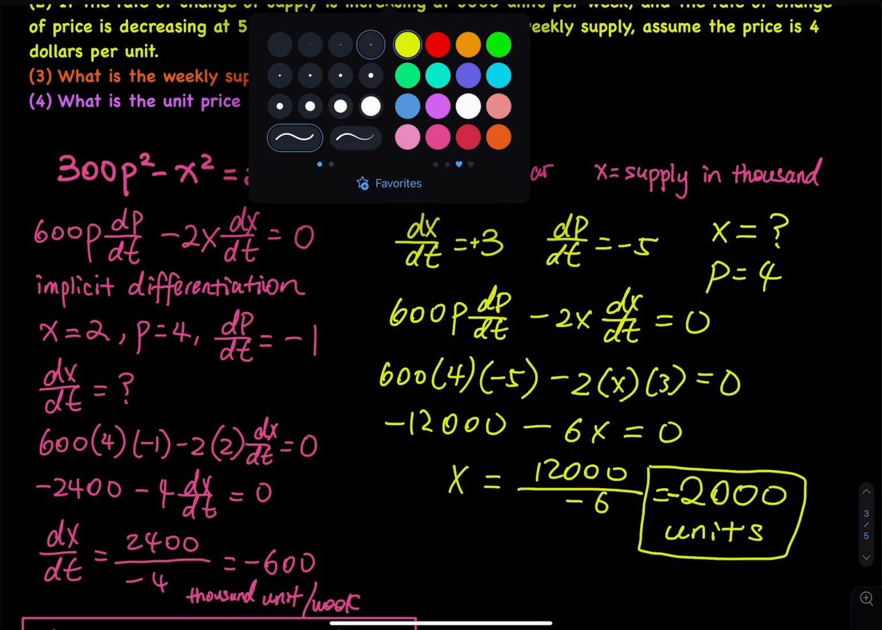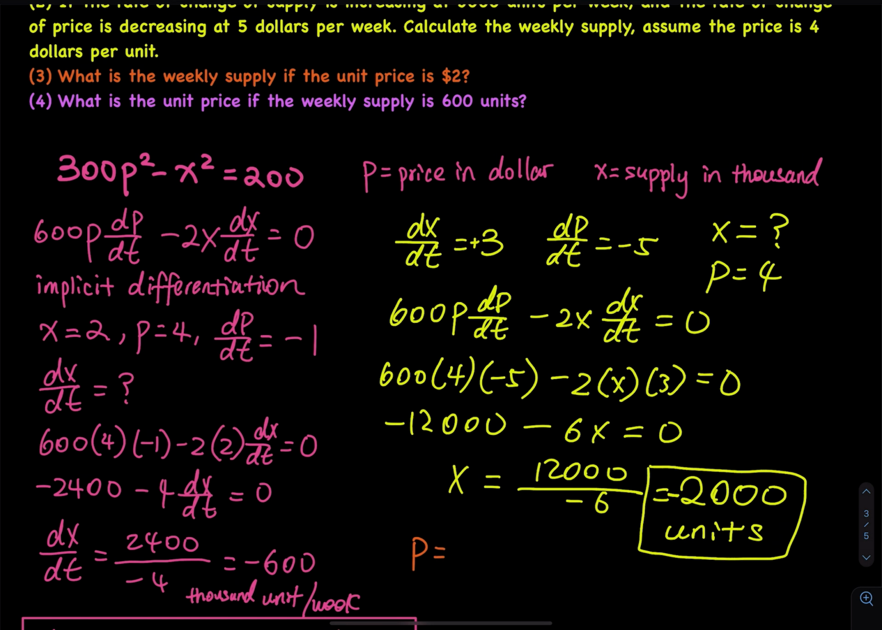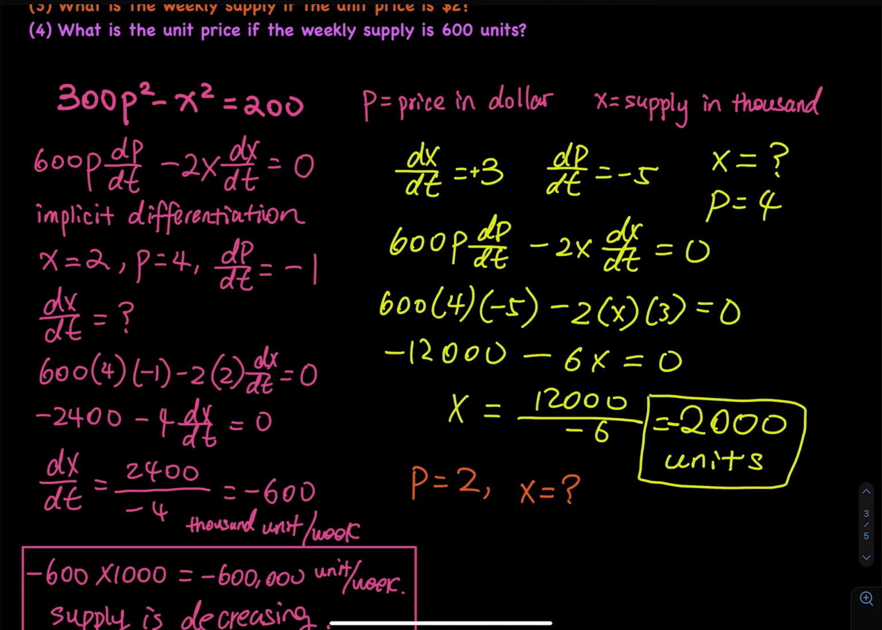So in the next question, they ask if P is equal to 2, what is X equal to? That's it. There is no rate of change. So all you have to do is use the given equation. So we have 300p squared minus x squared equals 200. It is not necessary to take any derivatives.